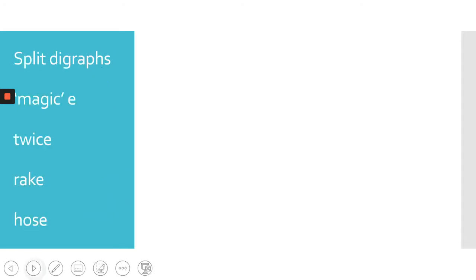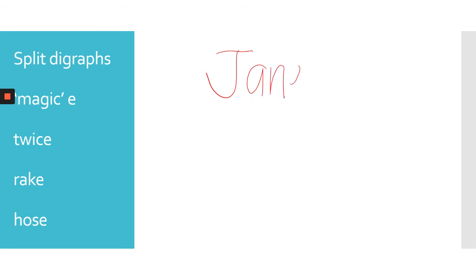Now, sometimes two letters can work together in a digraph, but they're not right beside each other, and we call that the magic E. Now, I love that my name is Jane, because when I come to teach this, I get to talk about how my name has a split digraph. I have a long A in my name here, Jane. The difference between me and someone called Jan is that I have this E on the end, and the E with the A is a split digraph.